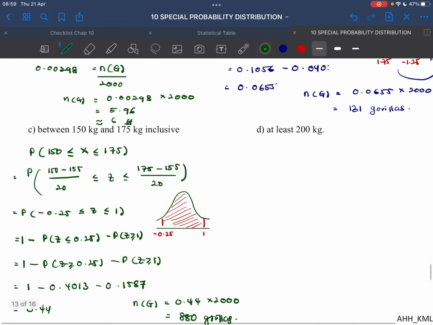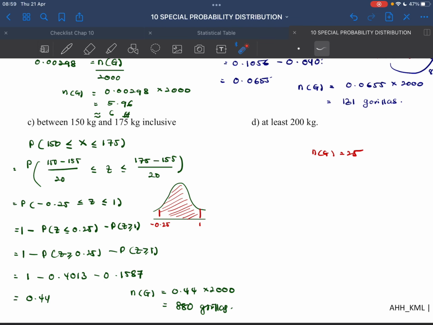Okay, for question D, please do this by yourself. I'll give you the answer, which is the number of gorillas here is 25. At least means greater and equal, so you just have to change the standard normal distribution to Z, and then just look at your table, because it's already greater. Okay, so that's all for normal distribution.